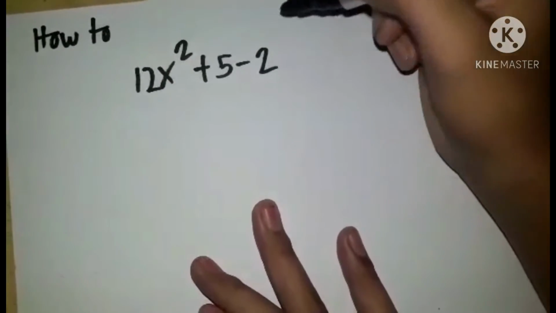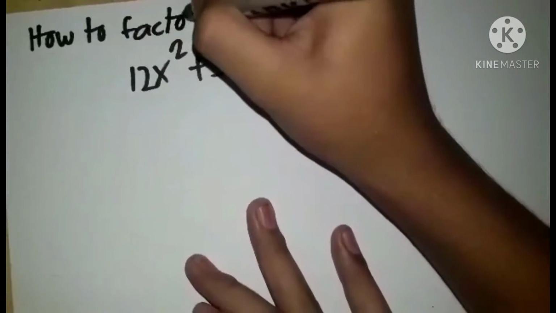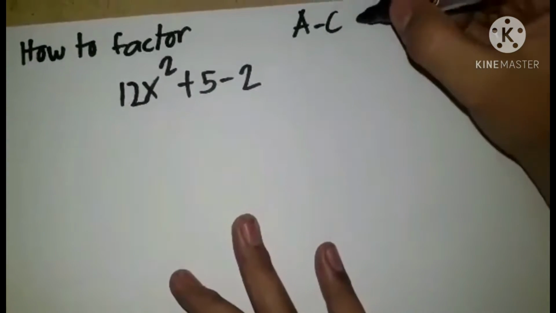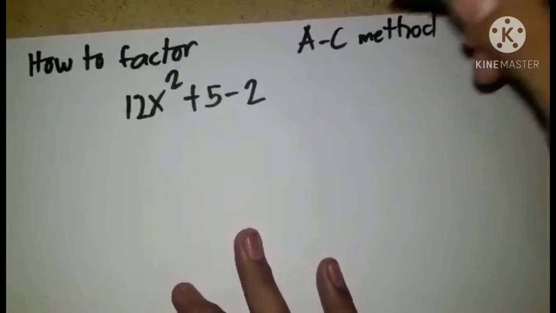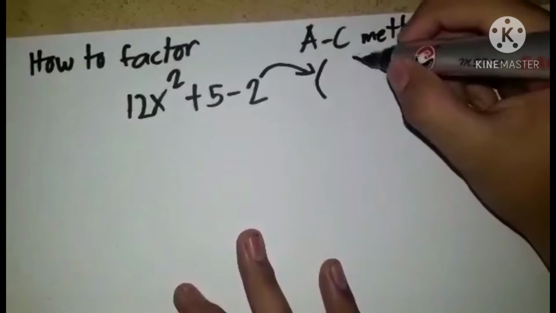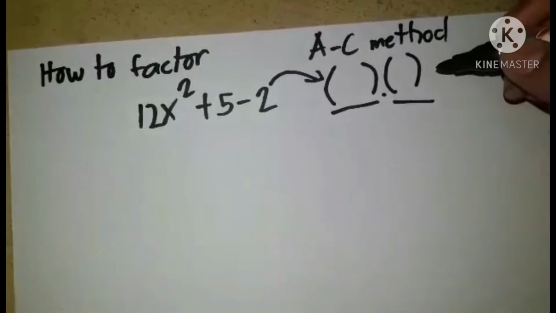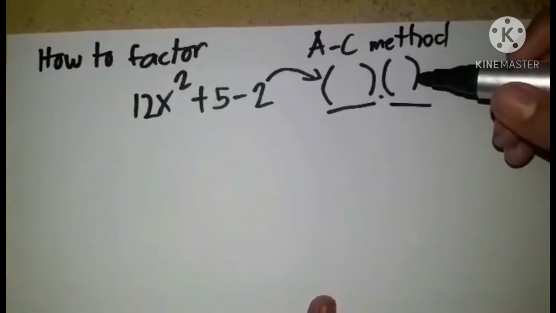Before we go into solving, what do they mean by factor? Factoring means you want to convert this polynomial into a form that looks something like this: parentheses term times parentheses term. That's what's called factoring. So we're trying to convert this polynomial into that factored form. How do we do that?